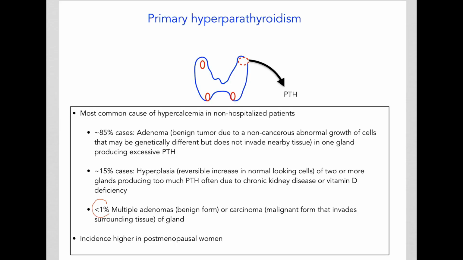Now, rarely, less than 1% of these cases involve multiple adenomas, which is adenoma not just in one gland, as we saw here, but in more than one gland. And some of these cases might even involve carcinoma. This is a malignant form that invades surrounding tissue. So unlike adenoma, which is benign, carcinoma is invasive. Primary hyperparathyroidism has a higher incidence in postmenopausal women.